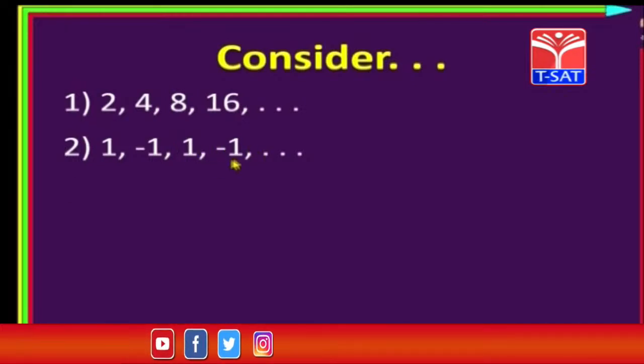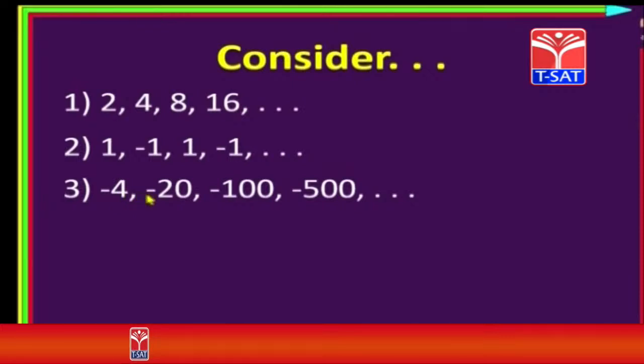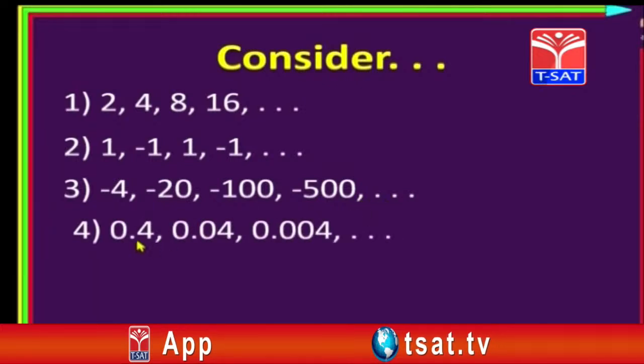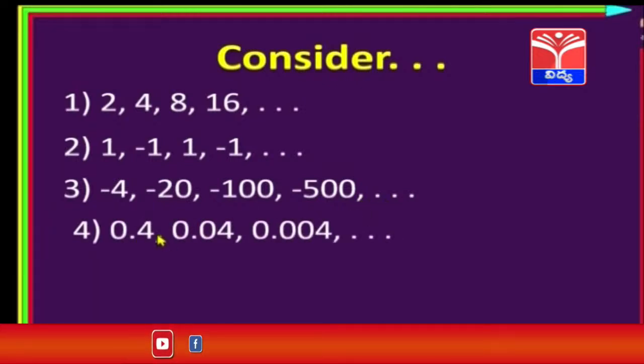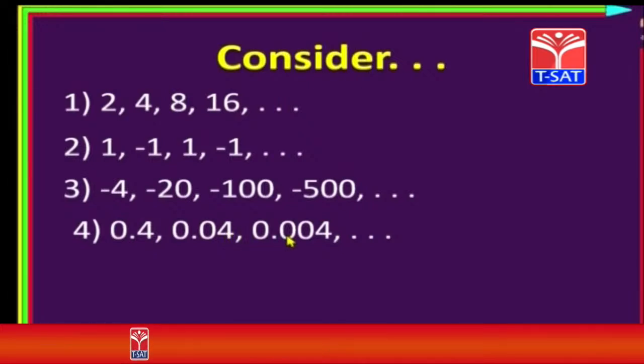So next, what is the common fixed number? That is 5. Minus 4 into 5 is minus 20, minus 20 into 5 is minus 100, minus 100 into 5 is minus 500, and so on. Here 0.4 multiplied by 1 by 10 becomes 0.04, 0.04 into 1 by 10 becomes 0.004, like that. So these are the examples for geometric progression.